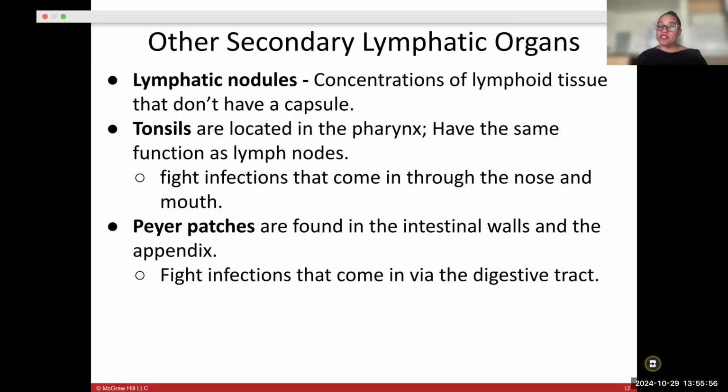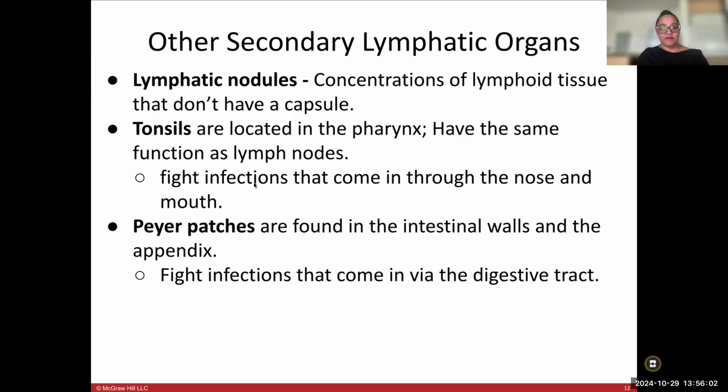Peyer's patches are found in the intestinal walls and the appendix. They fight infections that come in via the digestive tract. Anything you eat has bacteria or viral matter on it, parasites. Your digestive tract will try to fight it off before it gets into your blood.